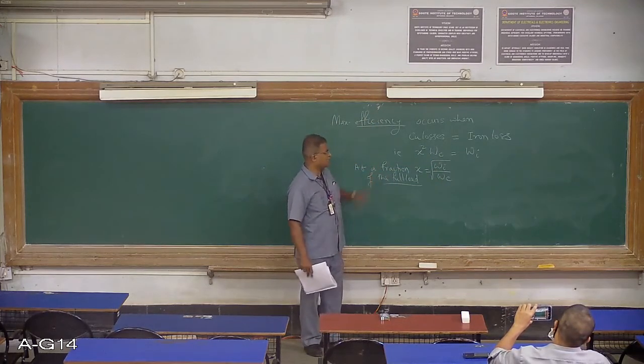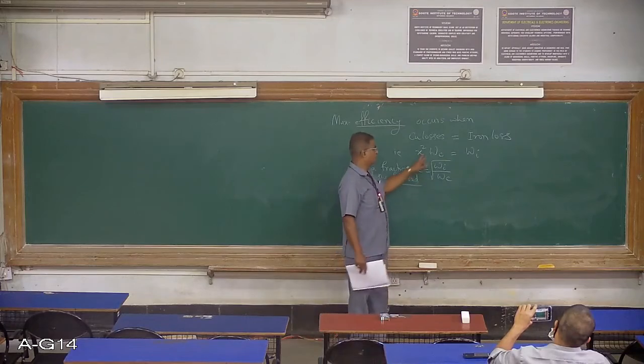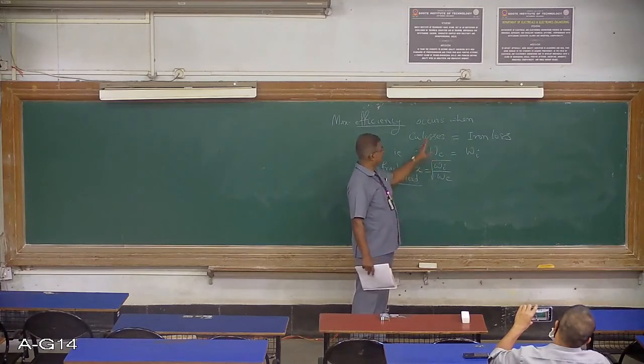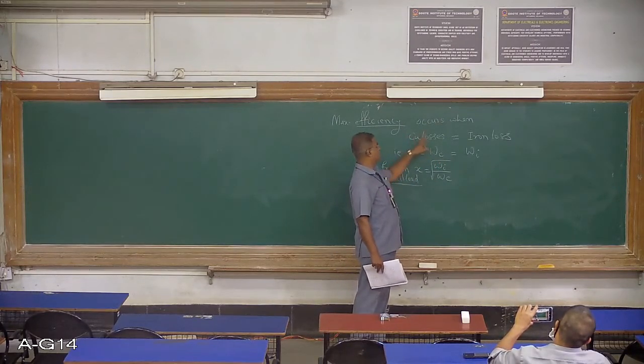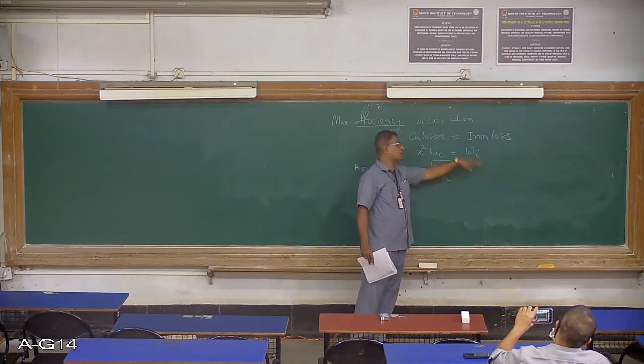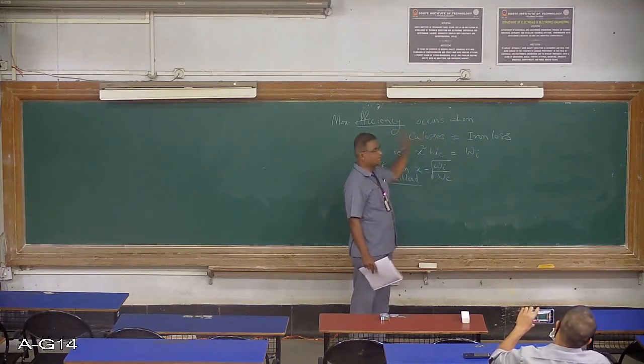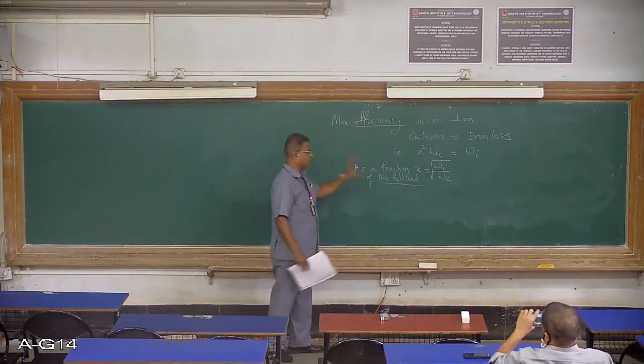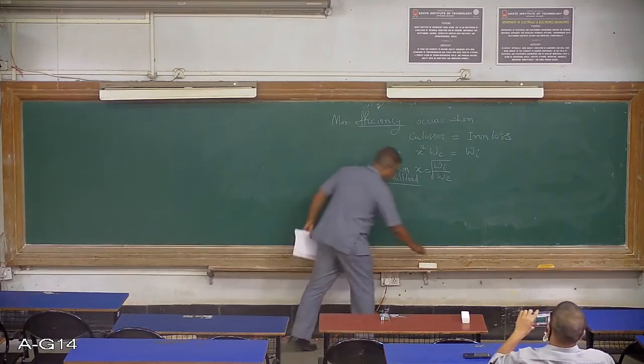Okay? So in general, for our purpose, at the first semester level, just try to remember whenever variable losses, copper losses, become equal to the constant losses, that is iron loss, maximum efficiency occurs. So this much information just bear in mind.